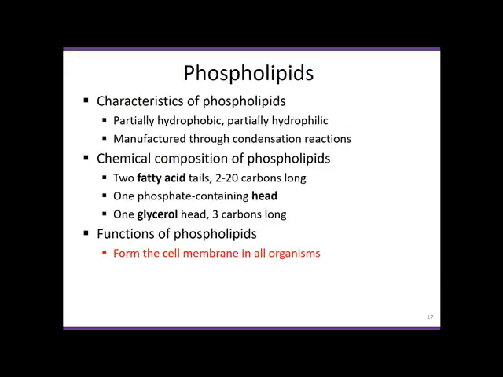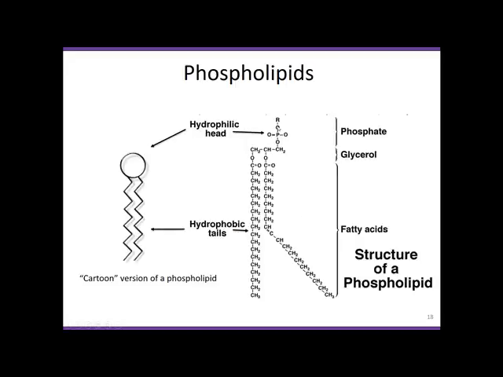Now how they're manufactured is through condensation reactions. It's actually almost the exact same way that we make fats. And the only difference between fats and phospholipids is, again, just 2 fatty acid tails instead of 3. And we have a phosphate group on that third carbon.